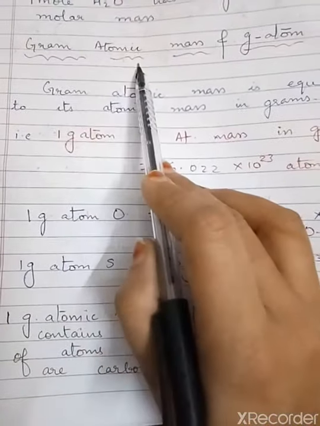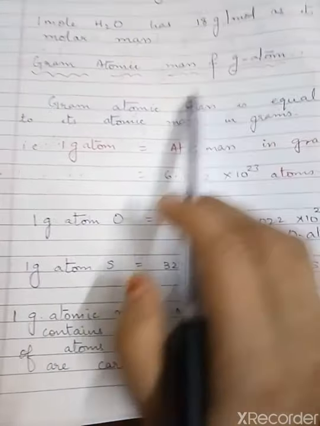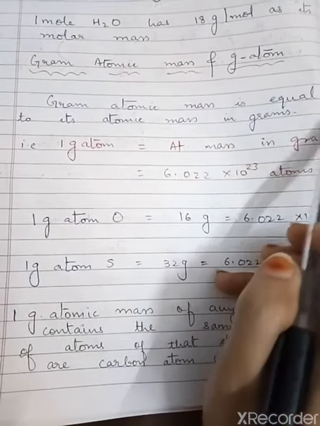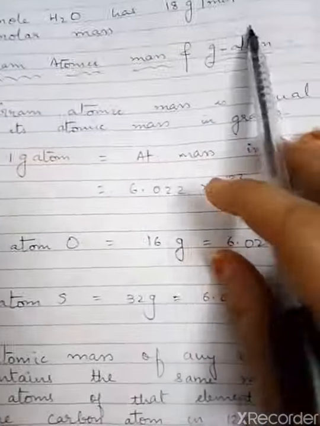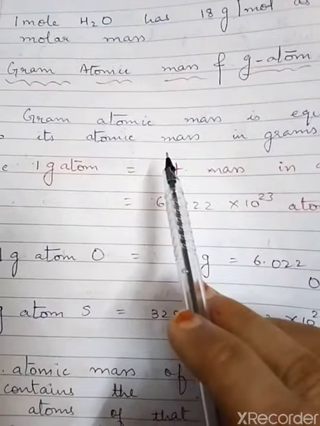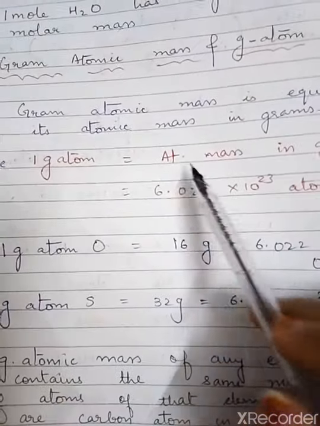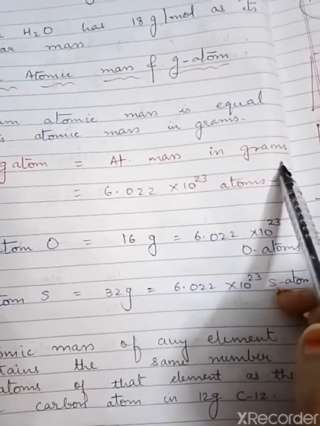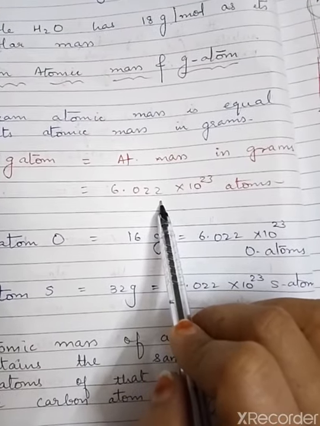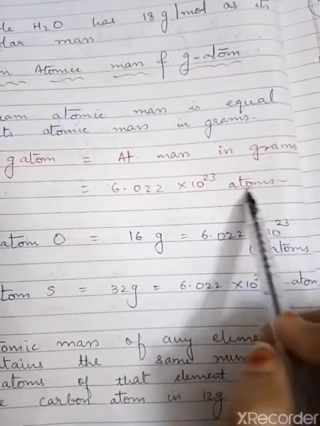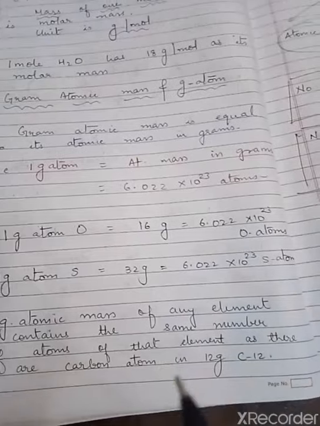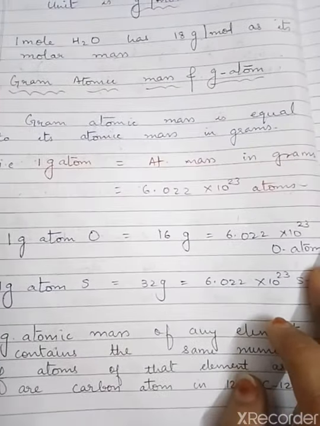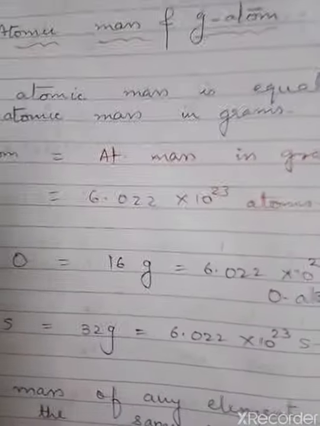Now, gram atomic mass and gram atom. Gram atomic mass is equal to the atomic mass, but the unit is gram. Normally we write atomic mass in the unit u; now we'll write it in g. 1 gram atom is equal to the atomic mass in grams, and it will have 6.022 × 10^23 atoms. That is the number of atoms in 12 gram of carbon 12 isotope. So 1 gram atom has a mass equal to the atomic mass, and it has the Avogadro number of atoms in it.